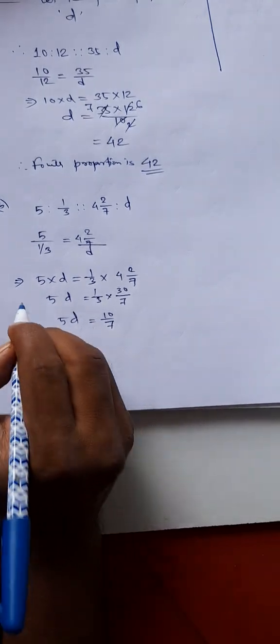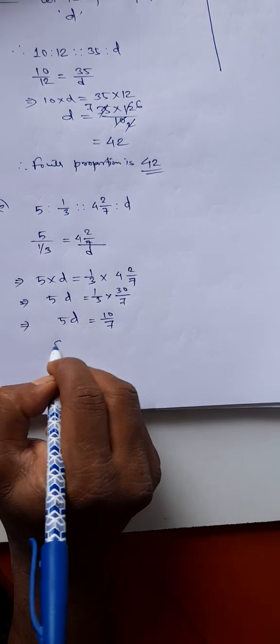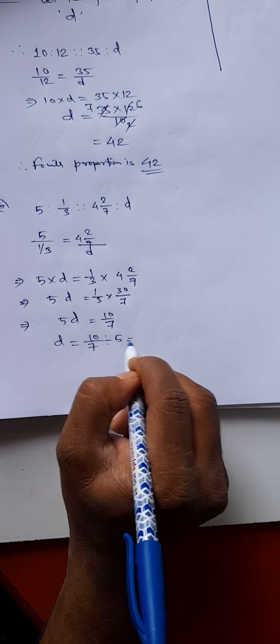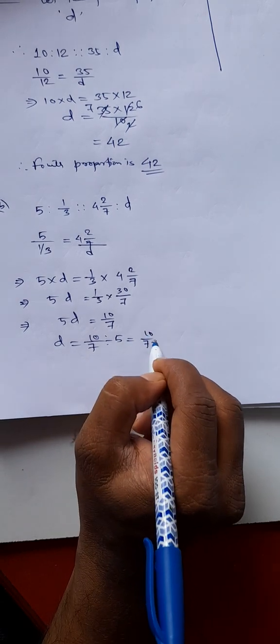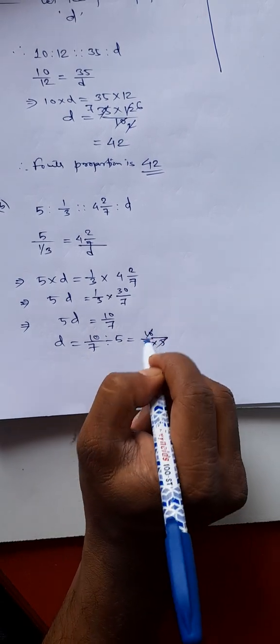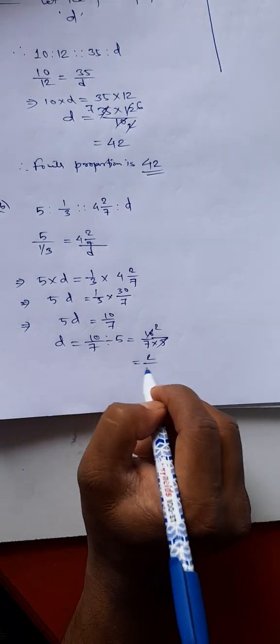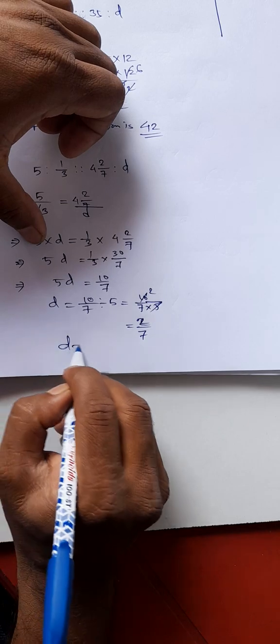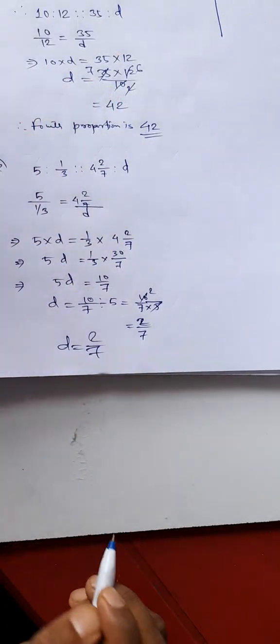So 5D equals 10 by 7. Let's divide both sides by 5. D equals 10 by 7 divided by 5. This 5 2s are 10. So answer is 2 by 7. D equals fourth proportion is 2 by 7. D equals 2 by 7. This is the answer.